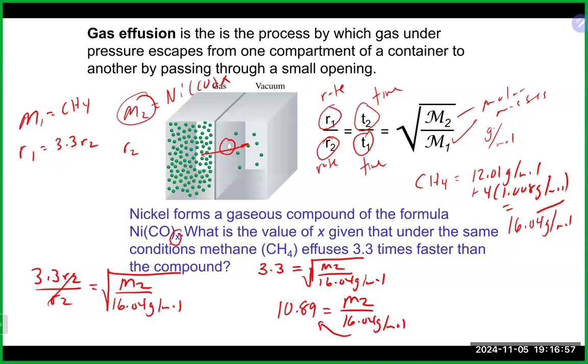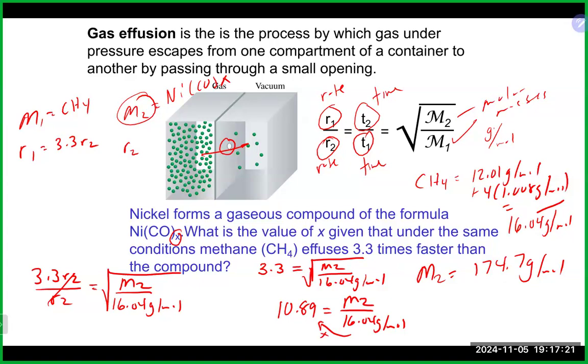I'm going to multiply that to the other side, and that will give us the molar mass of our unknown compound of 174.7 grams per mole. So by using the information in this equation, we're able to figure out the molar mass of our unknown compound.